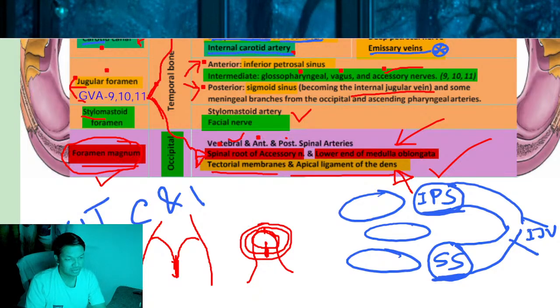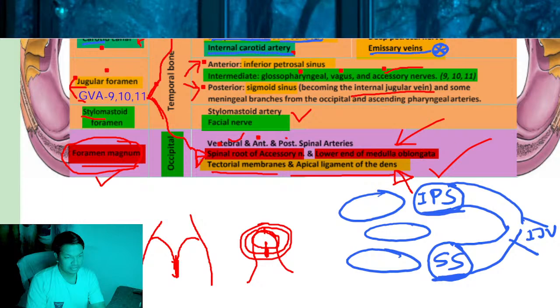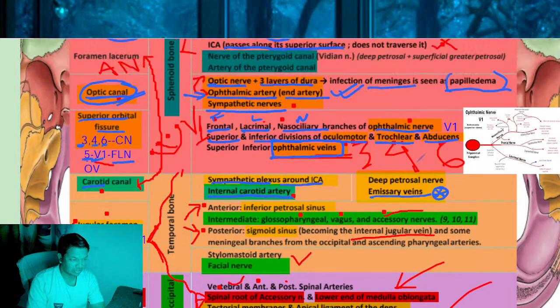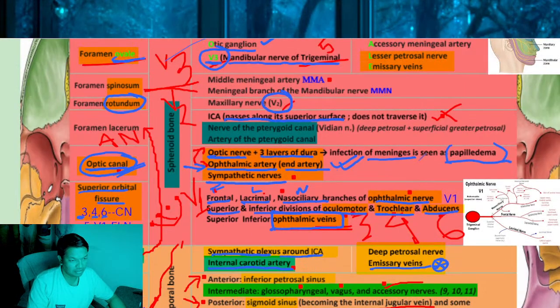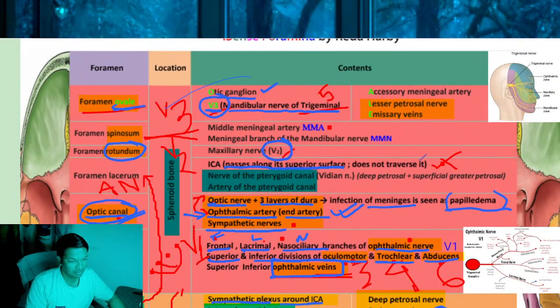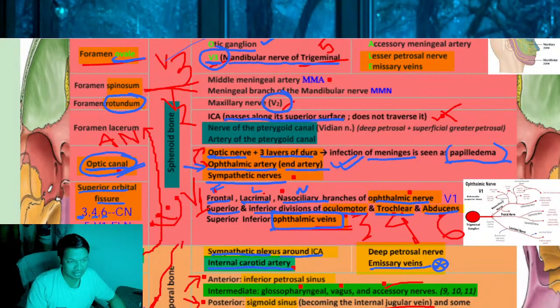From here you will get minimum 2 to 3 questions just from this chart. If you remember this chart, you will be able to answer 2 to 3 marks correctly. Again, very rapidly we will go through it.